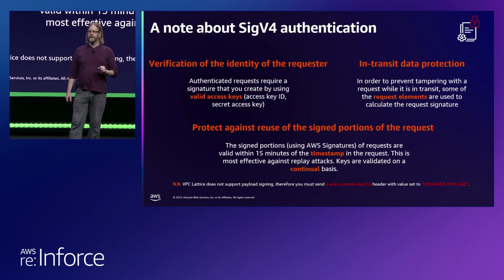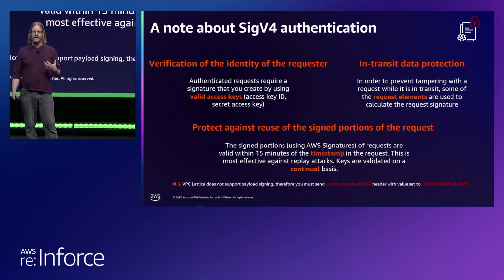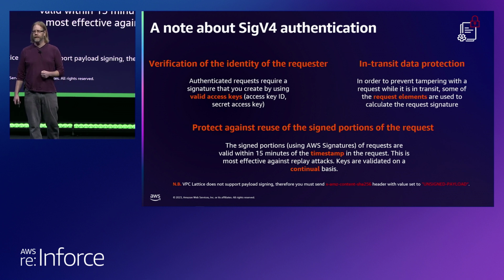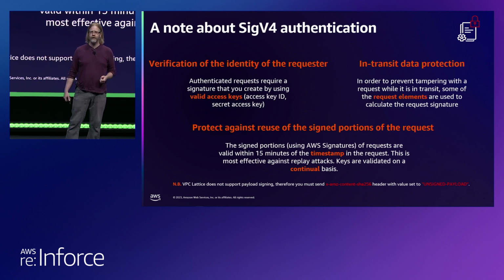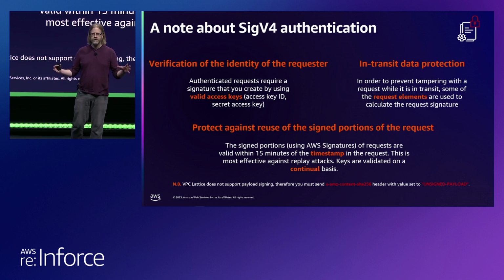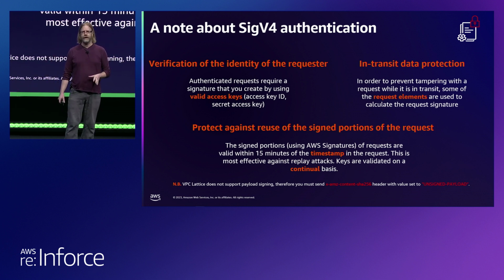So let's talk just a little bit on SigV4. Basically, it's the verification of the identity of the requester. So it looks for valid access keys. It authenticates the request as it comes in. So you have your access key ID and your secret key ID. It also, in transit, looks at all of the elements that the traffic passes through, pieces like time, the ARN of the service that you're using, the actual region ID, all of those elements that you use to make up your service. It will use them as part of its in-transit data protection posture. And then, of course, it also protects against reusing any of the signed portions.